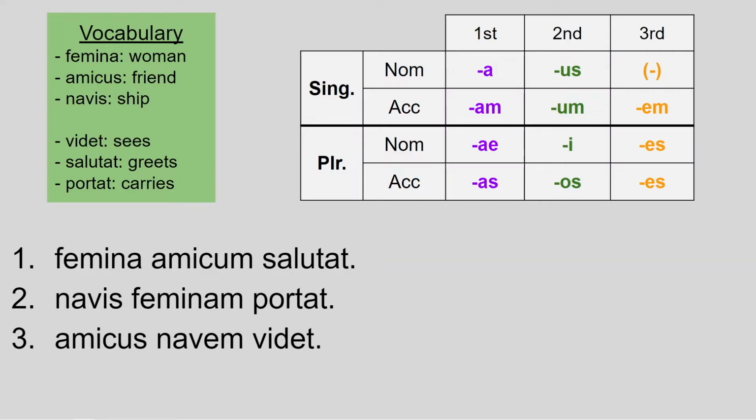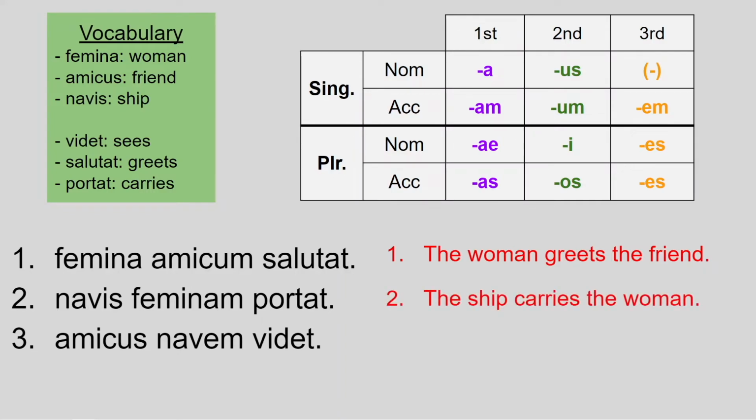Okay, so the first one, femina, is the nominative, so she's in charge, and amicum is the accusative, so he's receiving the action. This one means the woman greets the friend. For number 2, navis is nominative and feminam is accusative, so the ship carries the woman. And for 3, amicus is in the nominative this time, and navem is the accusative. So this one means the friend sees the ship.